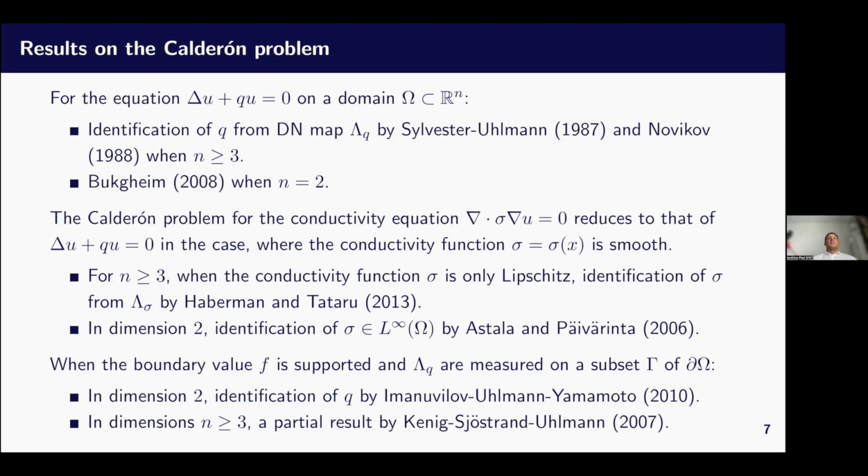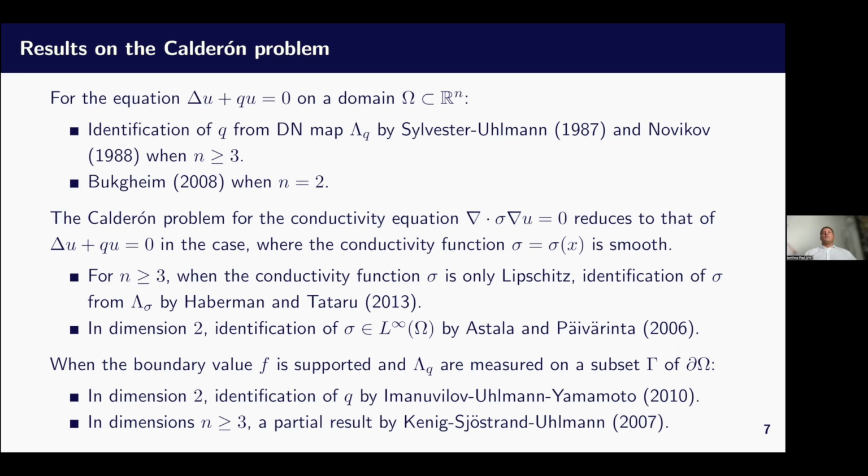A little bit interestingly, the case n is 2, the case where the problem was formally well posed, it's not overdetermined, was only solved by Bukhgeim in 2008. So there was a very long gap between these results.